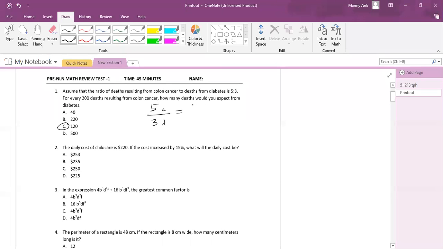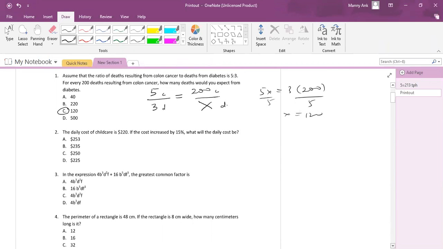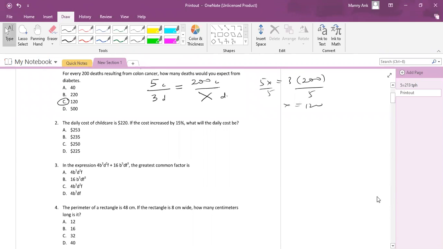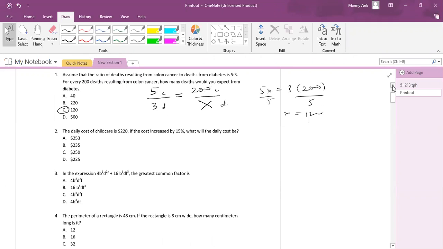You have 200 from colon cancer. How many out of X people with diabetes? So that's the ratio and proportion I can set up. Okay. Then if you do a cross product, you have 5X equal to 3 times 200, and then divide by 5, divide by 5. And then you have the answer, 120. Proportion, as I said, is a key to passing this test. A lot of proportion can be used. Okay.